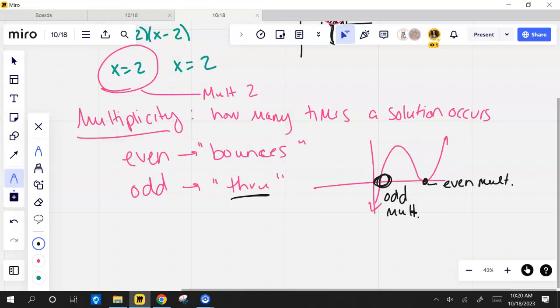So yes, the degree of the polynomial matches the number of solutions, but some of those solutions could be repeated solutions. If I start not making sense, let me know.